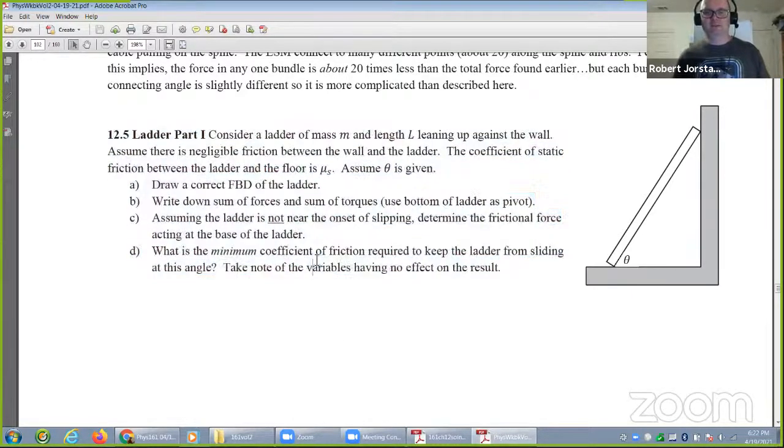All right, so somebody just tell me a force that's acting on the ladder right now, and take a second to read it first. I don't want to rush you. Got a ladder that leans up against the wall. We're going to assume there's negligible friction between the wall and the ladder, but there's a coefficient of friction between the ladder and the floor. What do we get here? Let me just draw it up here.